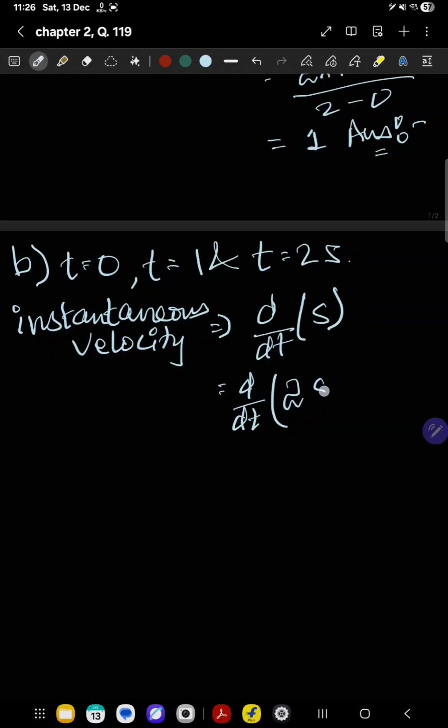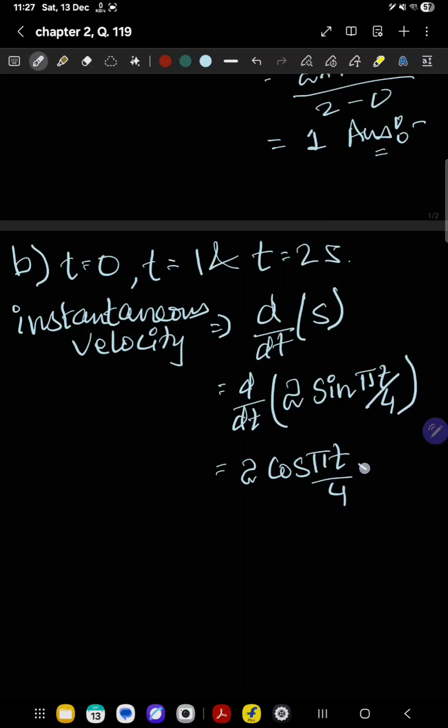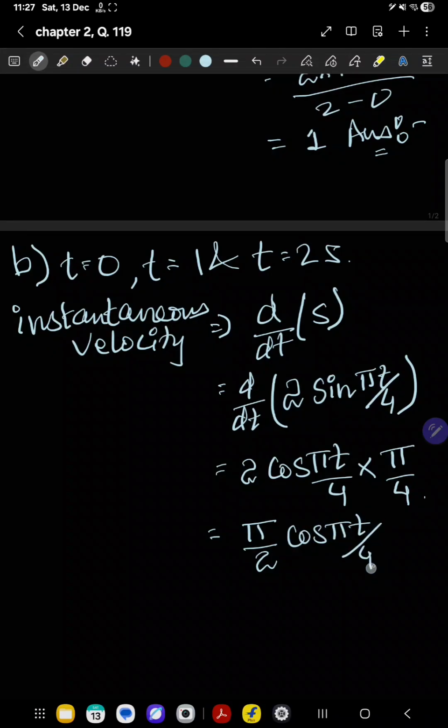Right, now I am not mentioning any unit, we will mention it later on. For the sake of calculation I am just putting it like this. So the derivative of 2 sine pi t by 4 is cos pi t by 4 into pi by 4. Now we'll get pi by 2 cos pi t by 4.